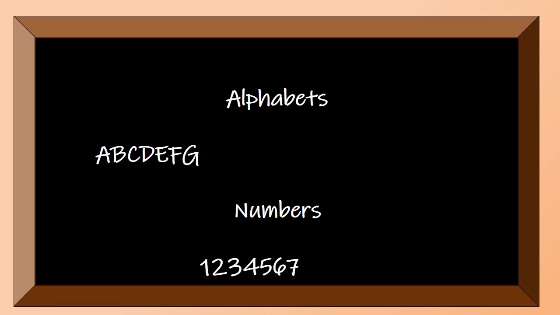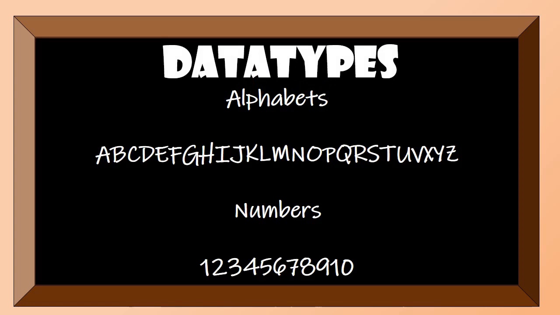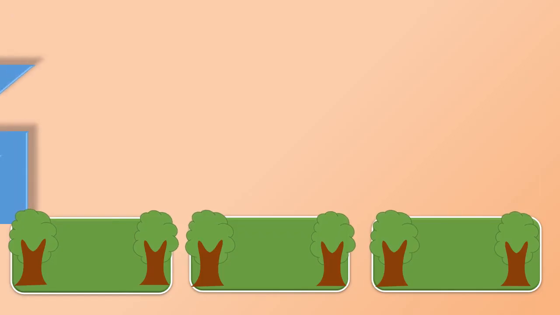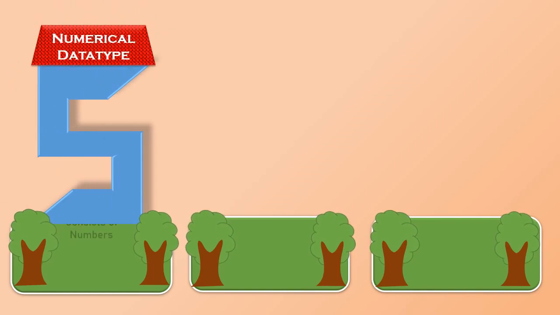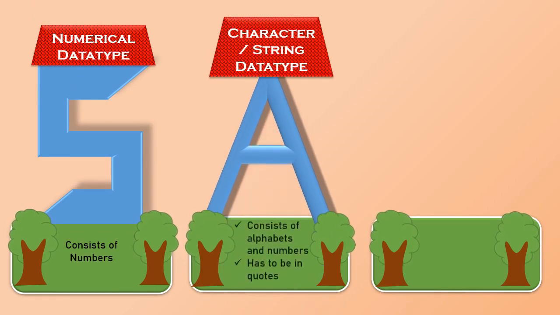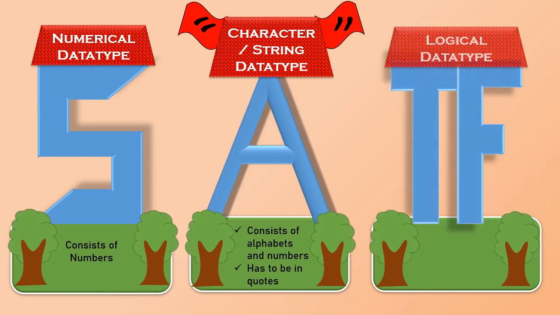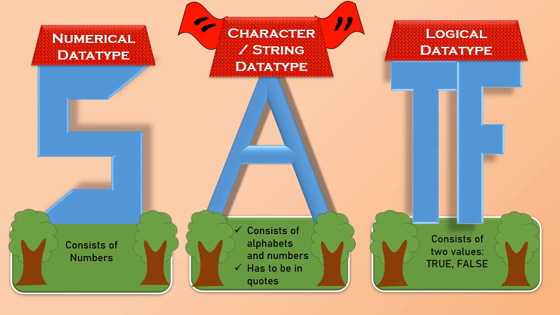You remember how we were taught alphabets and numbers when we were small. These are what is referred to as data types. There is numerical data type. As the name suggests, it consists of numbers. Character data type, also called string, which consists of alphabets and numbers. Remember, this data type always has quotes on both ends. The third data type is logical data type, which has only two values, true and false.